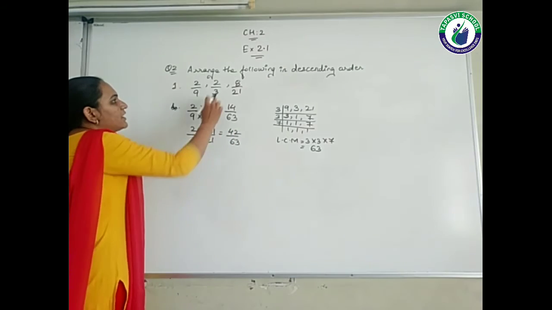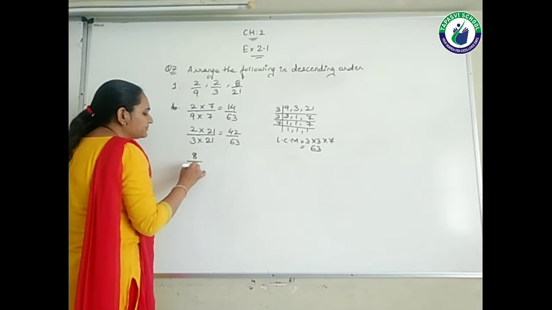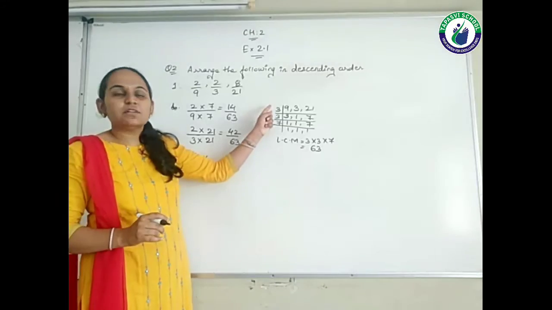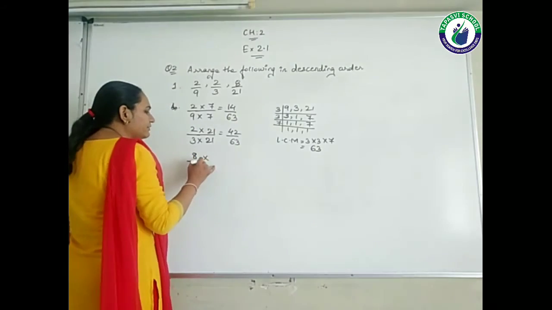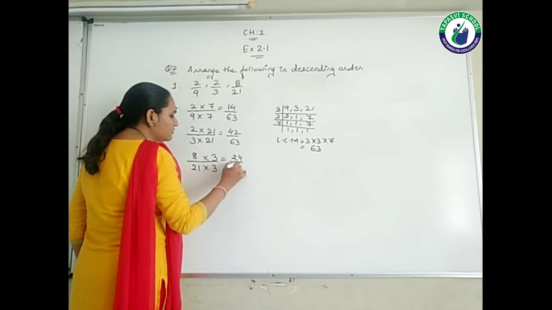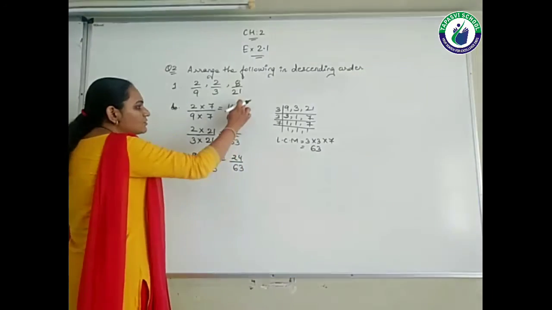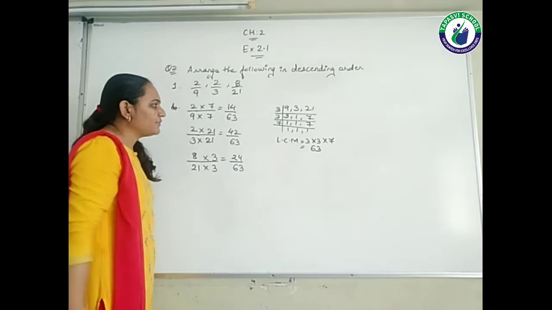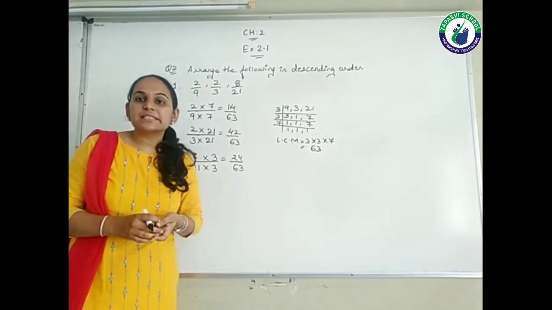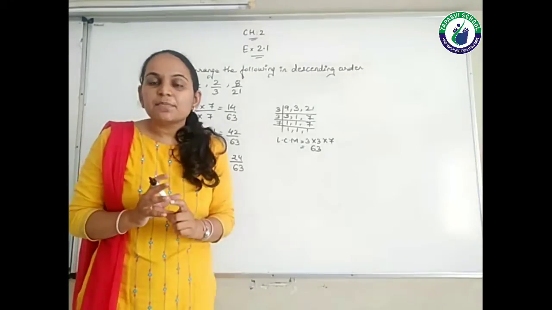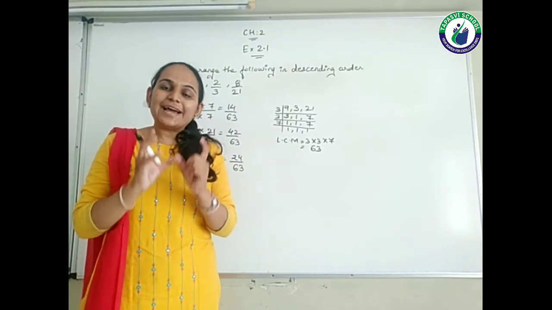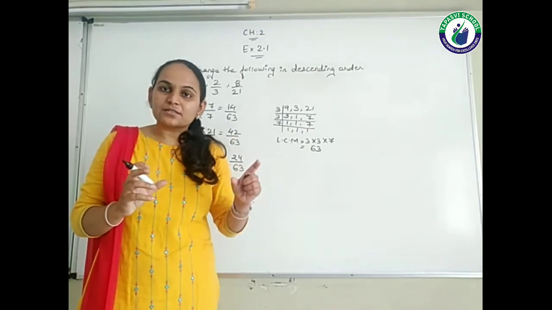Right, students? Now, last one, 8 upon 21. Okay, say 3 7s are 21. So, which number is remaining? That is 3. So, 8 3s are 24 and 21 3s are 63. So, now if you see all these fractions, 14 upon 63, 42 upon 63 and 24 upon 63, we have to just see whose numerator is greatest, right? So, that particular fraction will be the greatest, right?